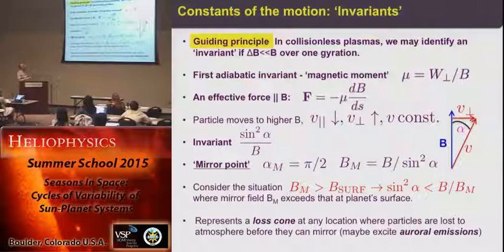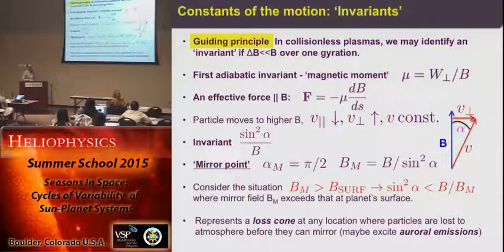But because its V remains constant, if it's just subject to a V cross B force, we require the perpendicular component of the velocity to increase at the same time. So as you go to region of higher field strength, essentially what you're doing is converting parallel to perpendicular motion. At some point, if the field becomes high enough, all of the motion will become perpendicular, and that's when you've reached your mirror point where the particle will reverse its motion in the direction parallel to the field.